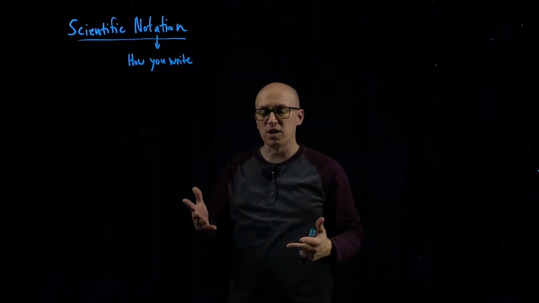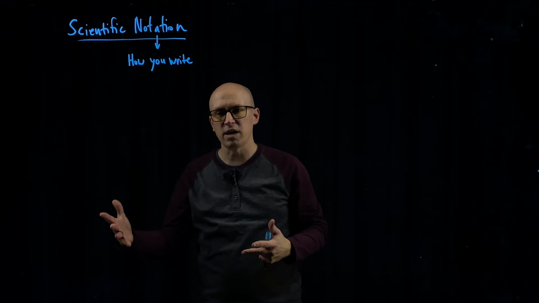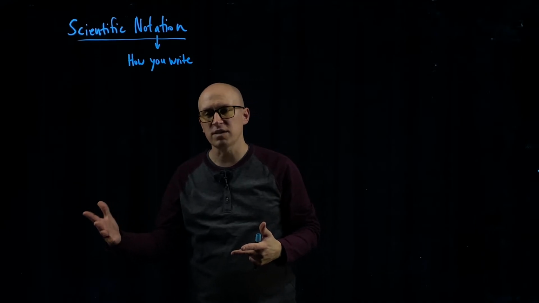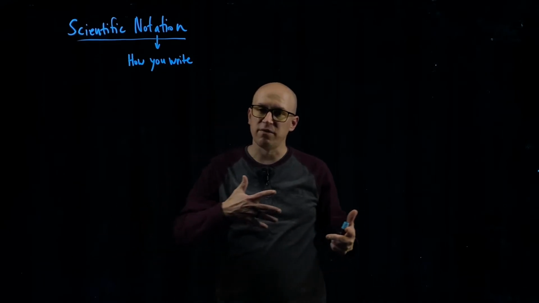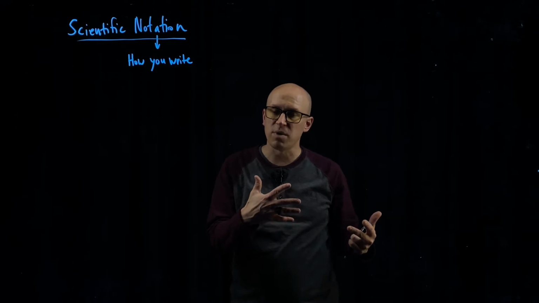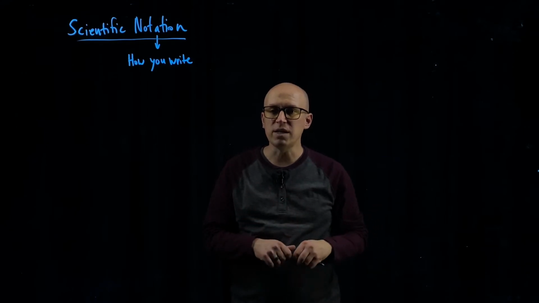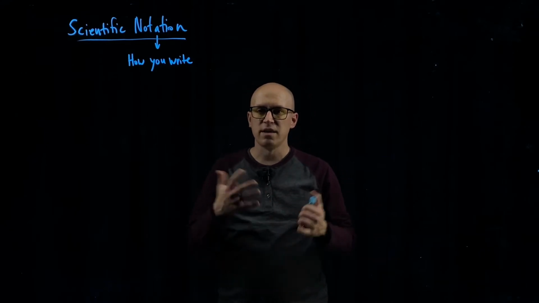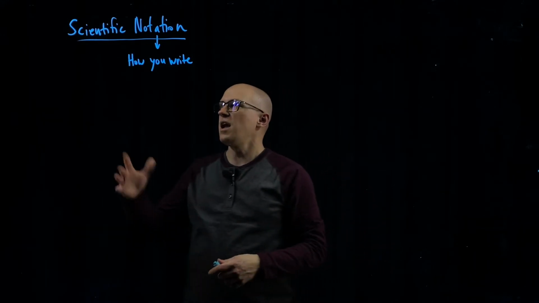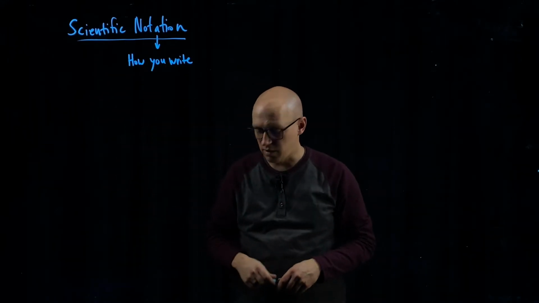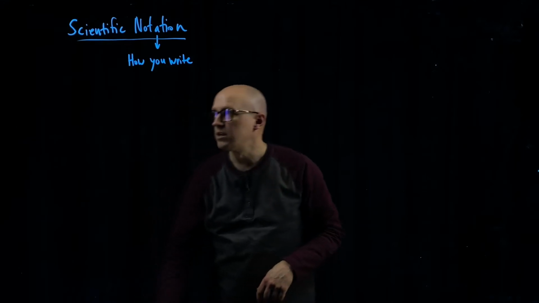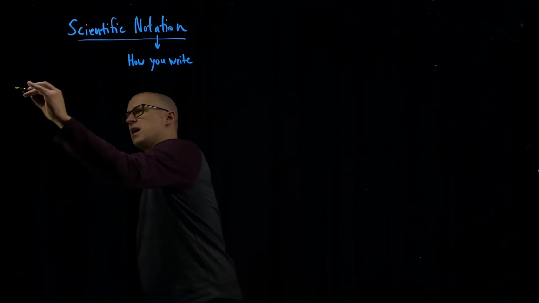Within science, numbers become very, very large when we're talking about the universe and traveling across those distances, and numbers also become very, very small when we start talking about the molecular level. We need different ways to express these numbers that are easier for us to read, and that's called writing numbers in scientific notation. So let's start with some examples here.